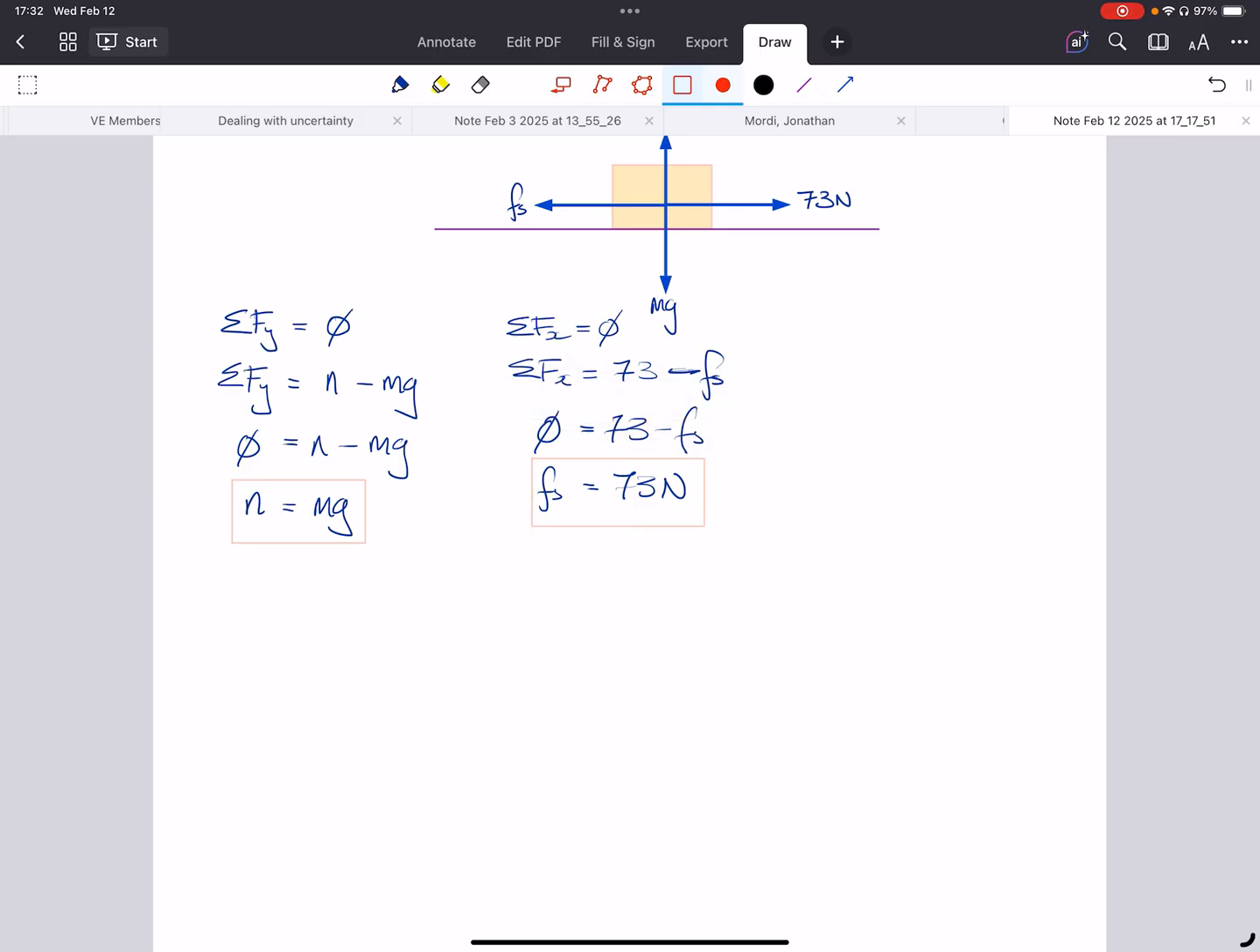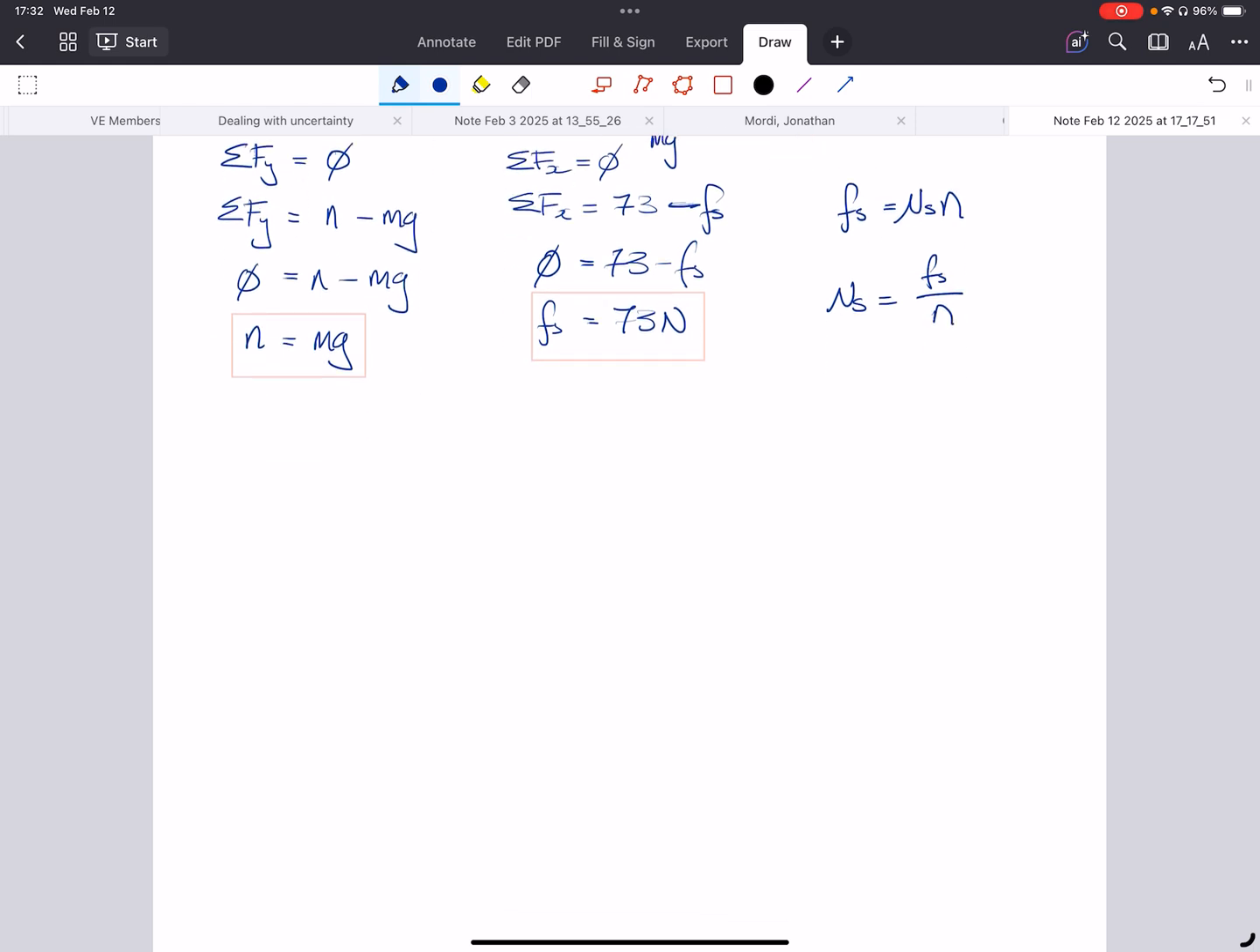The final piece of this jigsaw is the friction equation that we looked at today, or yesterday as you're looking at this. And that equation tells us that the static friction force is equal to the coefficient of static friction multiplied by the normal force. We're trying to solve for the coefficient, so we'll rearrange it. So it says mu_s equals F_S over N.